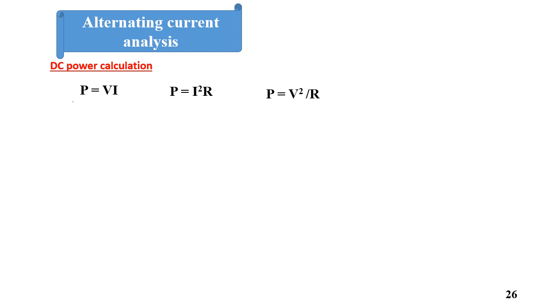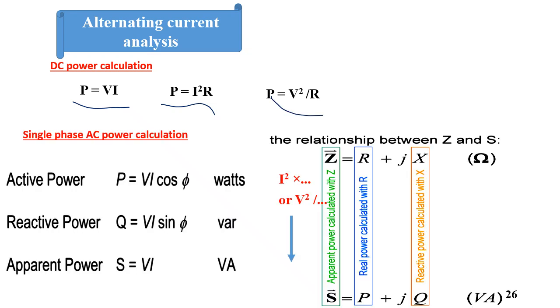DC power calculations: power equals V times I, or I squared R, or V squared over R. And for AC, we have three types of power. The active power, or the average power, which is the power in resistances, is equal to V times I times cosine phi, measured in watts.